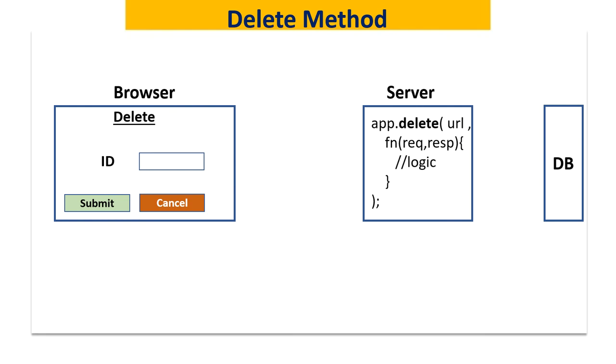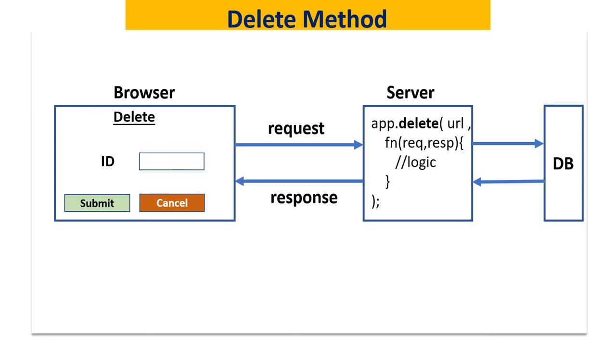Delete method. Why should I use the delete method? To delete the data. So the user enters the ID information and clicks on submit. The request with the ID value will come to the server side. The server will communicate with your database. The database will delete the record and give the response, and your client program displays either a success or failure message. Now what is the process? Get the data, validate the data, and delete the data in the database.